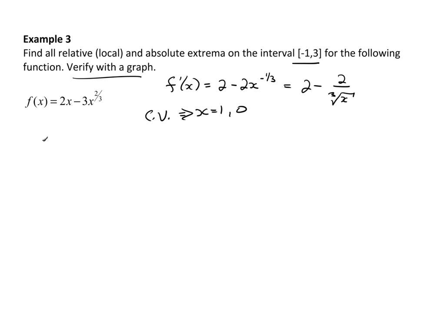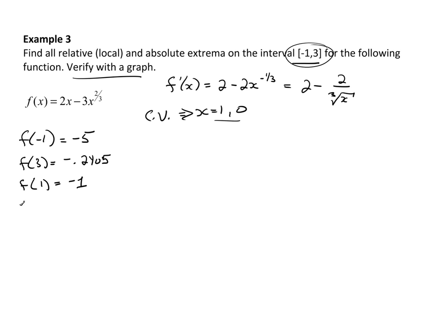So I need to go ahead and take a look at my original function f at these endpoints and at these critical values. So f of -1 equals -5. f of 3 is approximately -0.2405. f of 1, now I'm looking at the critical values, equals -1. And f of 0 is equal to 0.